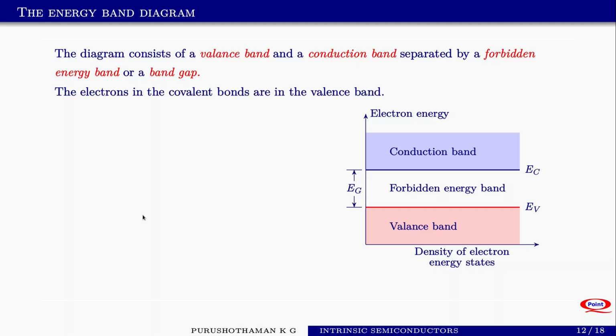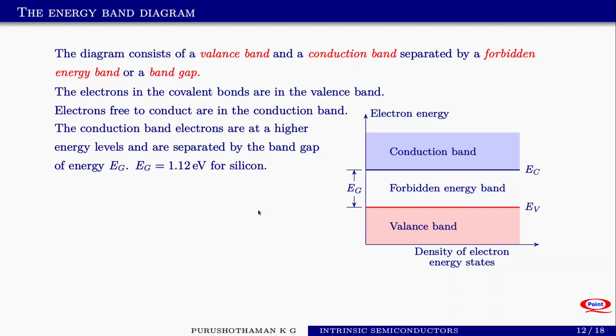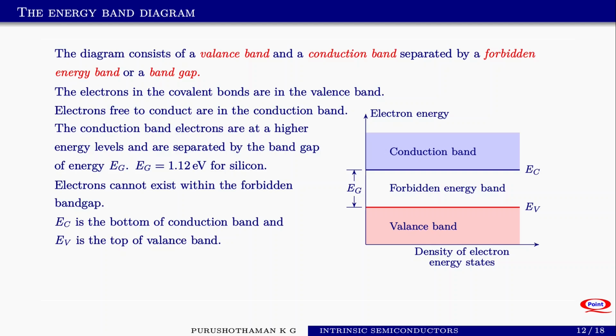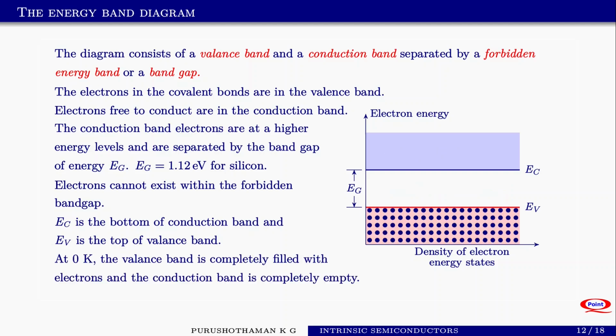The electrons in the covalent bonds are in the valence band. Electrons free to conduct are in the conduction band. The conduction band electrons are at higher energy levels, separated from the valence band by the band gap energy Eg. Eg is equal to 1.12 electron volt for silicon. Electrons cannot exist within the forbidden energy band. EC is the bottom of the conduction band and EV is the top of valence band. EV plus Eg is equal to EC.